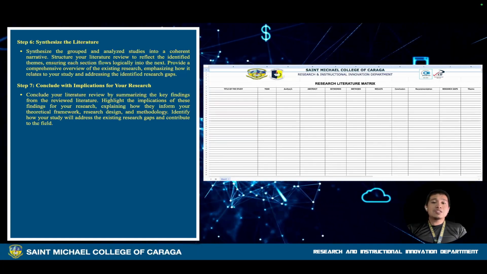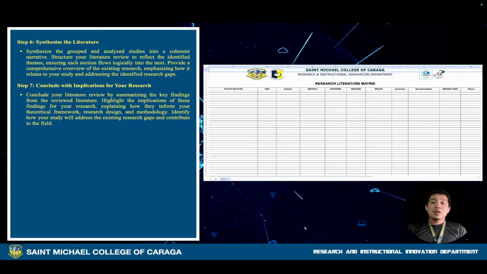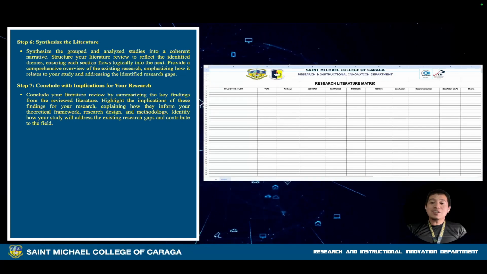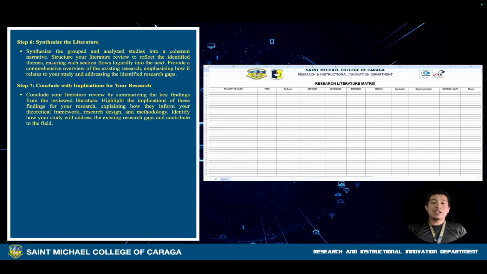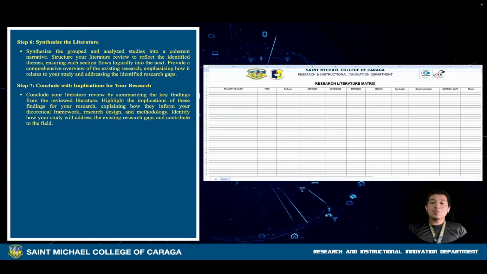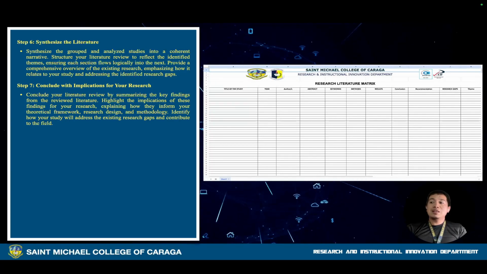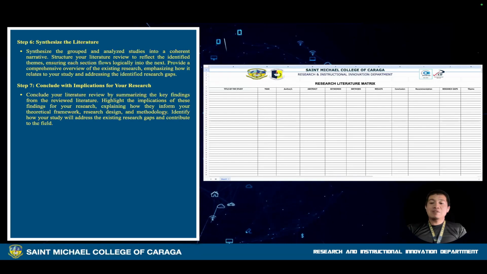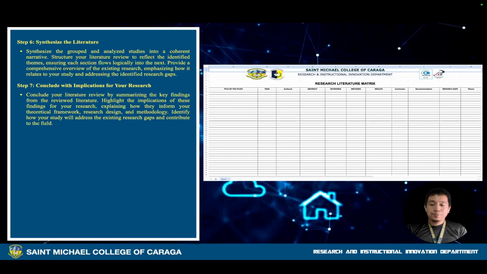If you have the research literature matrix, this will help you connect the dots on which journals are connecting with each other. And of course, by critically analyzing them, you will be able to have your own point of view on what was already done in the studies, and maybe where you will go in the discussion.